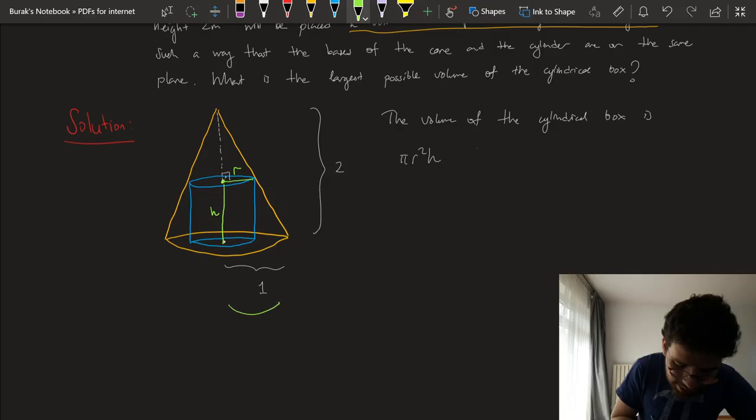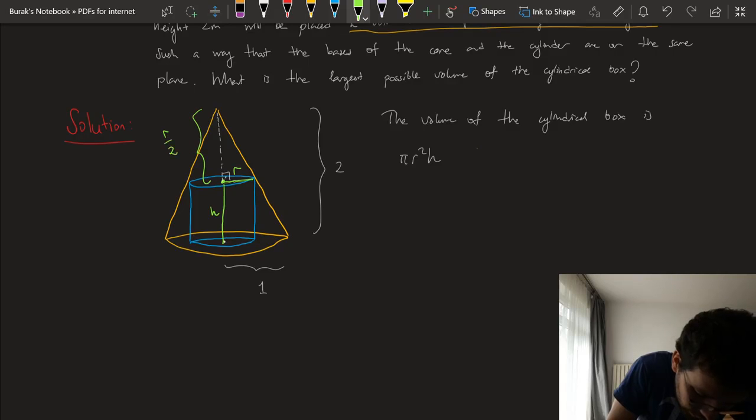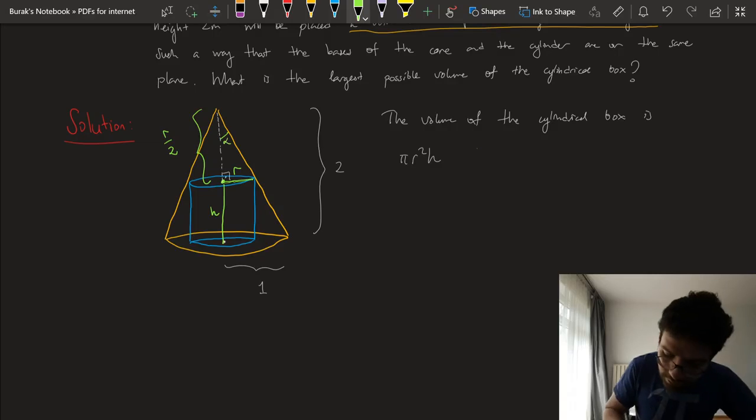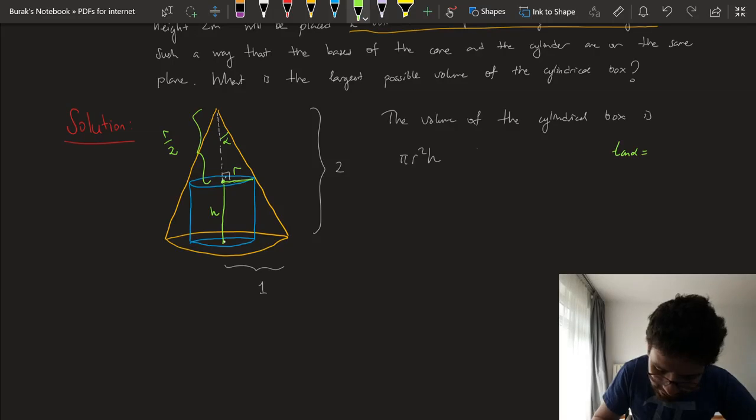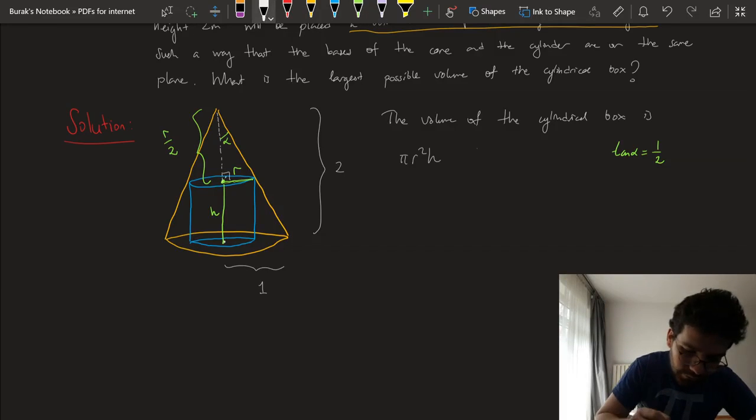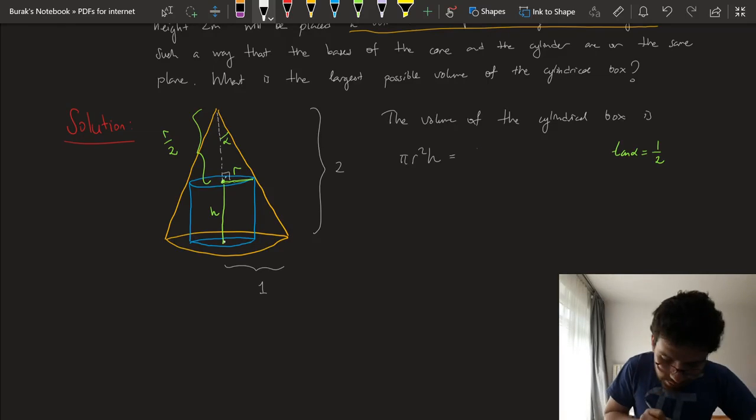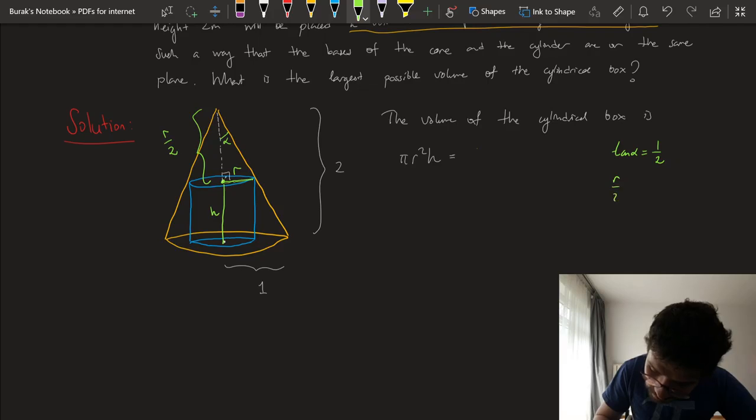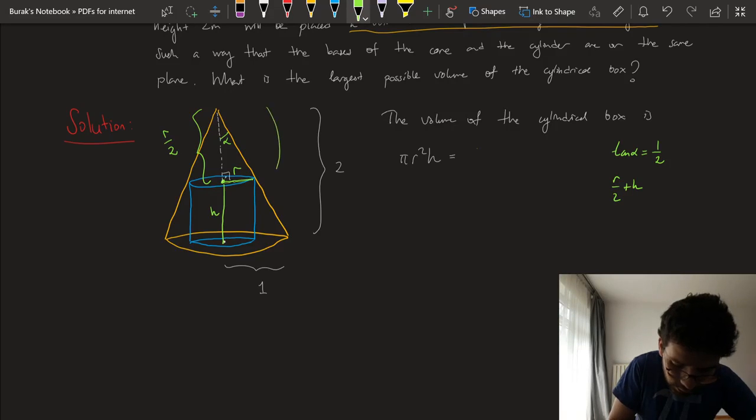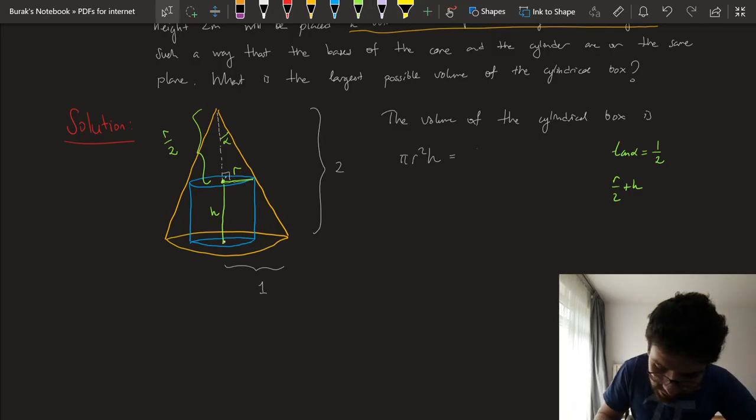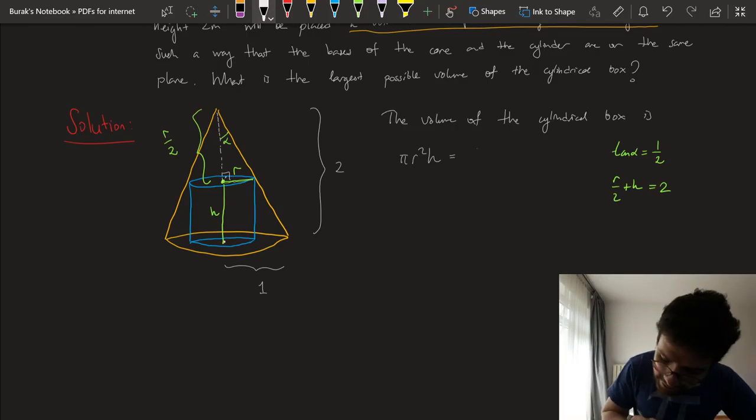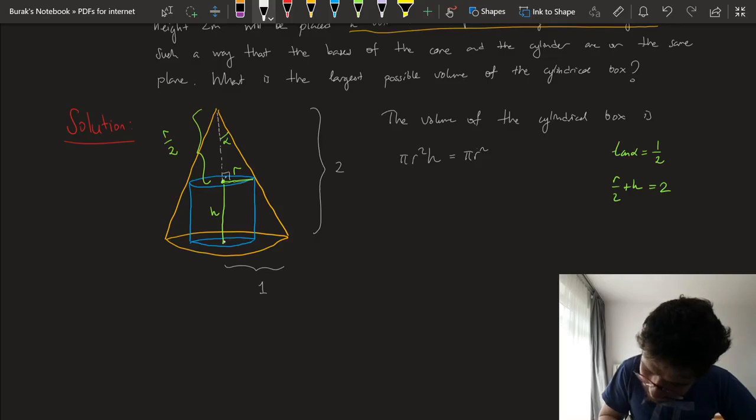When this radius is 1, this height is 2, which means that if this length over here is r, this length will be r over 2, because the tangent of that angle alpha is 1/2. So r over 2 plus h, the total height, is 2, which means that instead of h, I can write 2 minus r over 2.